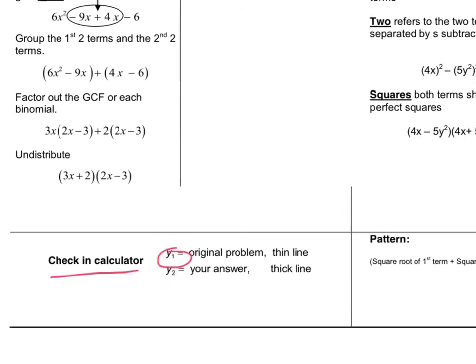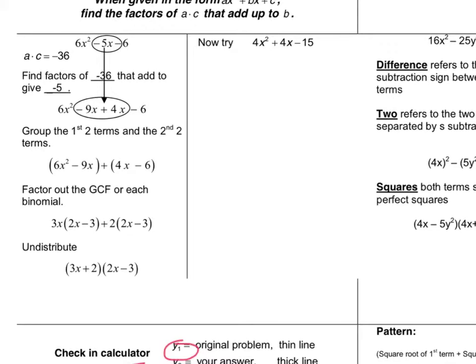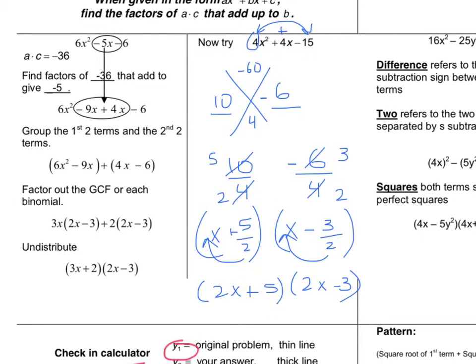Now let's try to do the big X method. Remember to put y1 as this and y2 as this. Thin line, thick line. Press graph, and if they overlap, then your work is right. Now this is the big X method. You're going to get the same answer.